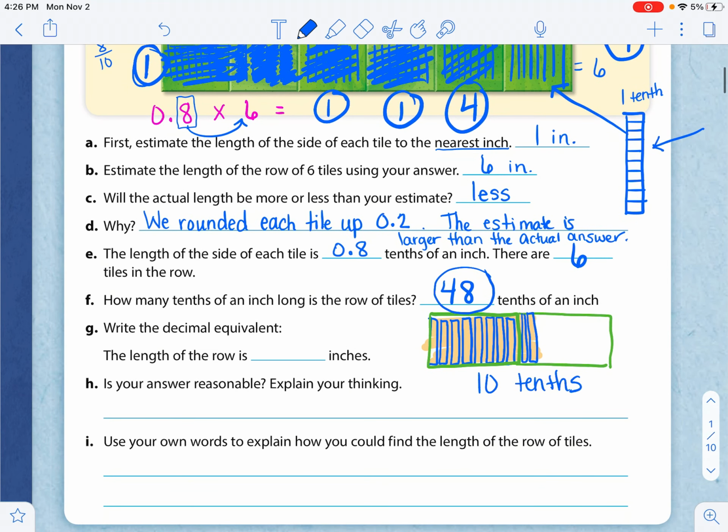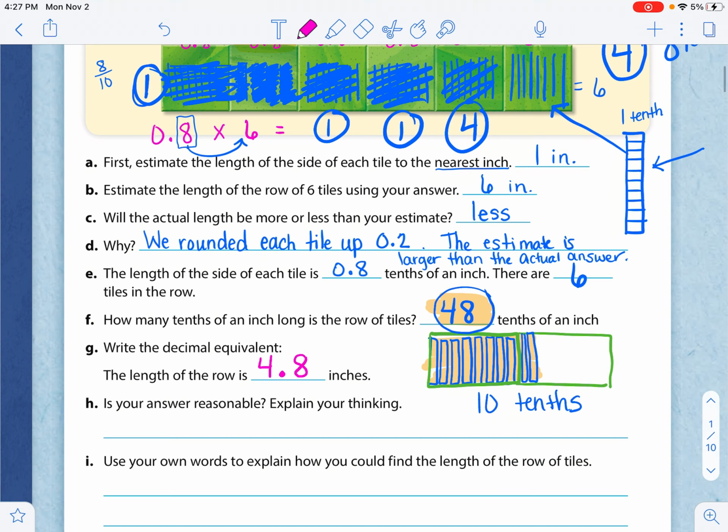How do I write? Whoa, look at this. It matches. How do I write 4 wholes and 8 tenths? 4 and 8 tenths. Interesting. Look at my original problem. My original problem was 8 tenths times 6. What I came up with was 48 tenths.